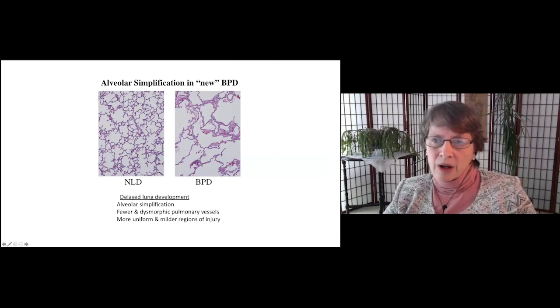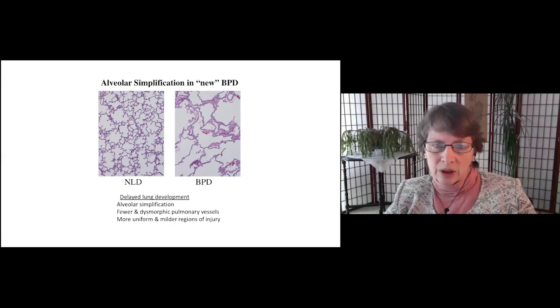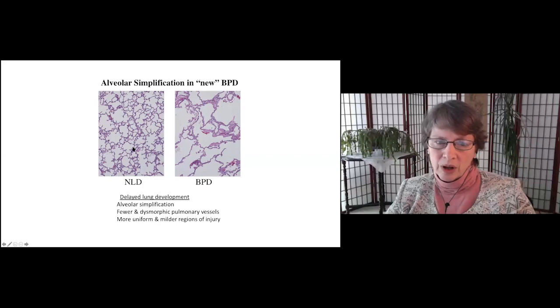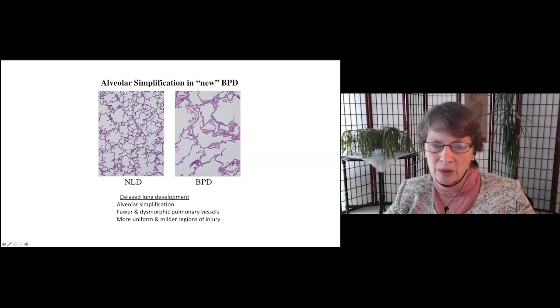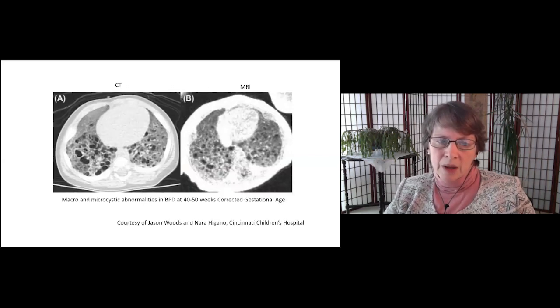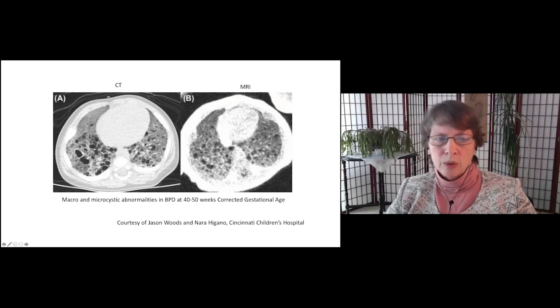With our ventilators being better and oxygen being used in less toxic quantities, we're not seeing quite as much fibrosis or quite as severe a simplification, but still we don't get normal alveolarization. The BPD lung remains quite simplified. As you can imagine, the capillary bed is not formed properly either when you don't form normal alveolar structures. This shows by CT scan and MRI that we have both macro and microcystic abnormalities in BPD. This is in an extremely low gestational age birth, now at 40 to 50 weeks CGA.